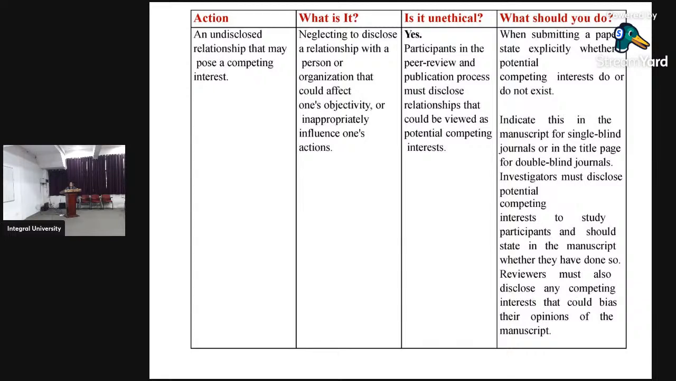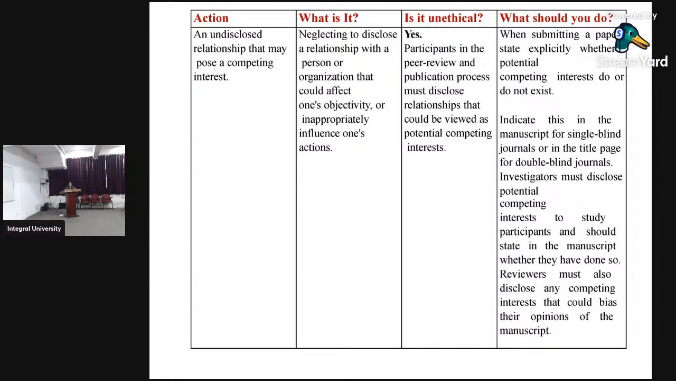Participants in the peer review and publication process must disclose relationships that could be viewed as potential competing interests, right? So if I get a paper from my peer, from my relative, or from a student with whom I have published papers, I should immediately decline reviewing those papers. So what should you do when submitting a paper? State explicitly whether potential competing interests do or do not exist.